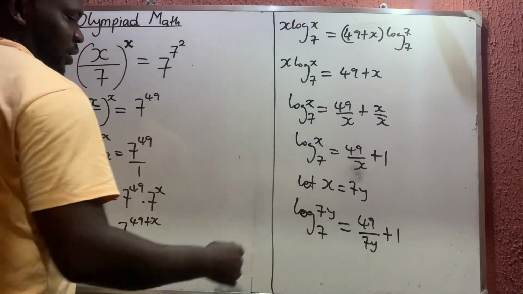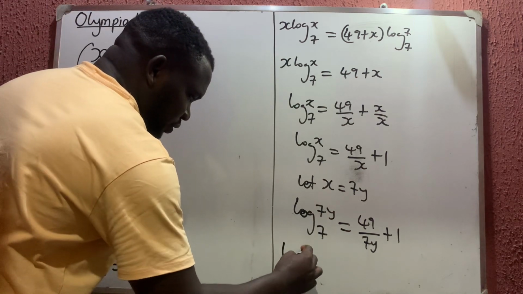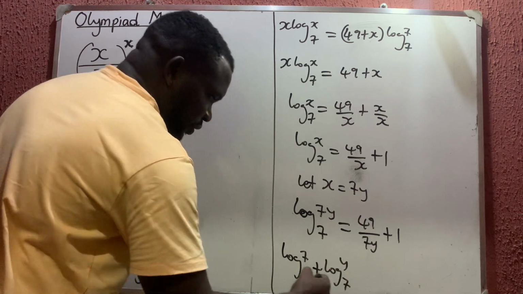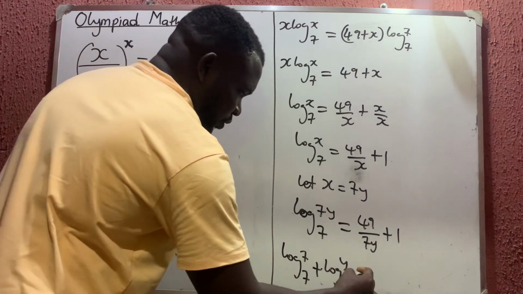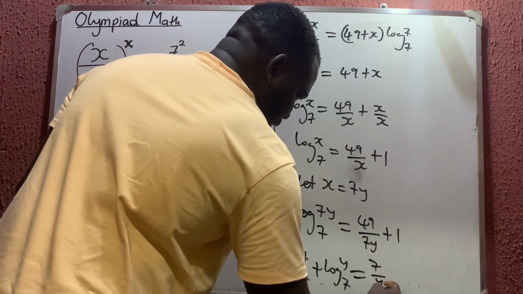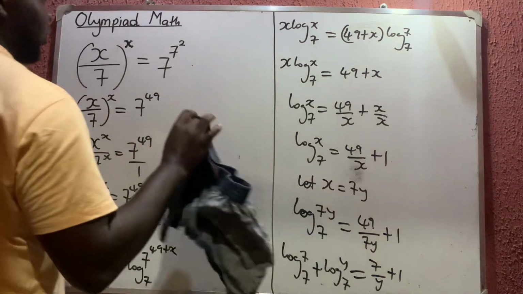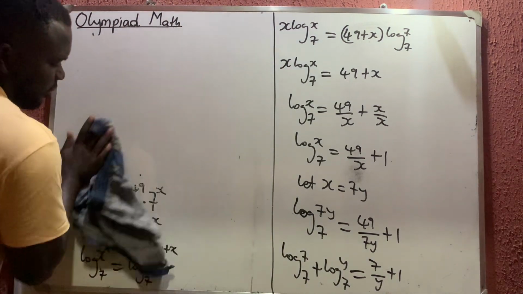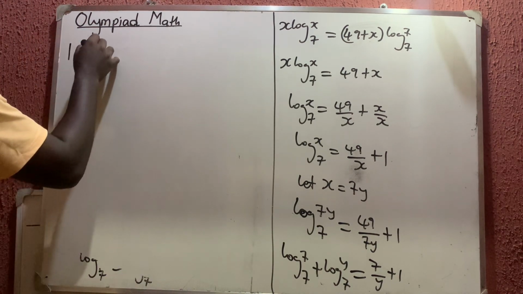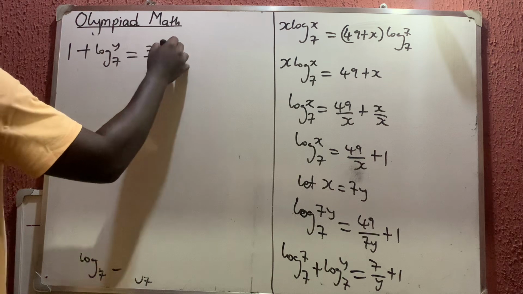According to logarithm, I can separate these. So this is log 7 base 7 plus log y base 7, because multiplication becomes addition, is equal to 49 over 7y, which is 7 over y, plus 1. Now, when the base and the log are the same, the answer is 1. So I now have 1 plus log y base 7 is equal to 7 over y plus 1.